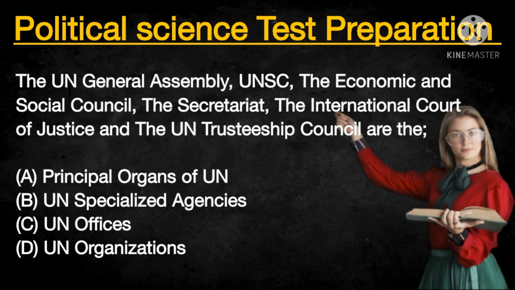Question: The UN General Assembly, UNSC, the Economic and Social Council, the Secretariat, the International Court of Justice, and the UN Trusteeship Council are the A. Principal organ of UN, B. UN specialized agencies, C. UN offices, D. UN organizations. Its correct answer option A, principal organs of UN.